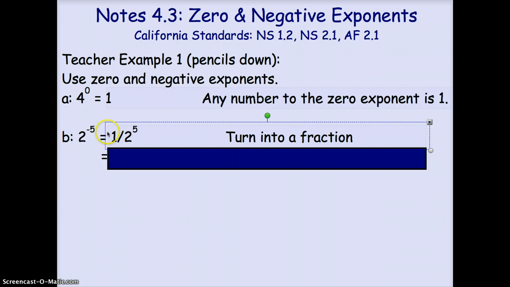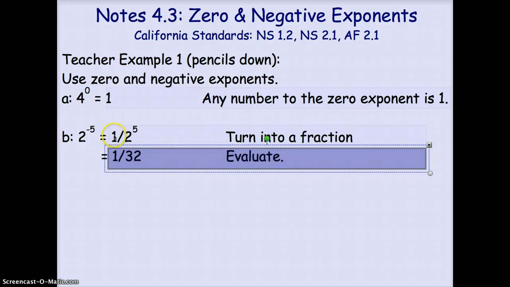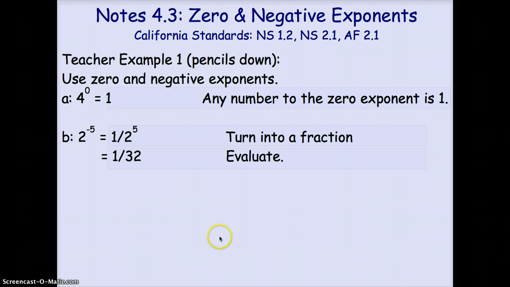Notice I no longer have any negatives at all. And now I can simply solve 2 to the 5th. 2 times 2 times 2 times 2 times 2, and I will end up with 32. So I have my 1 over 32, or 1/32, as my final answer.